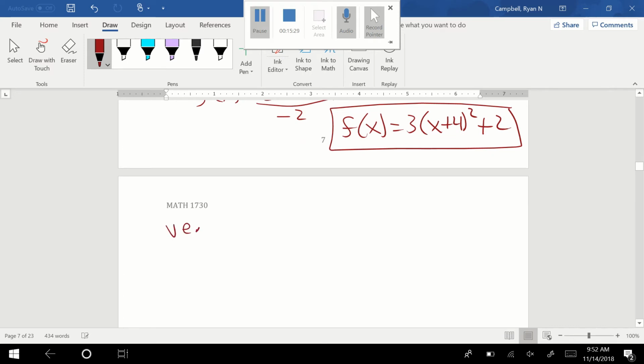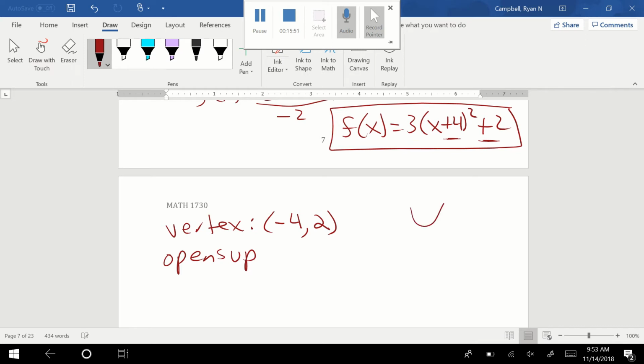So that means that we have a vertex at negative 4, positive 2. Remember, it's x minus h, so that's a plus. So we have to switch the signs. And then plus k, so that's what we got. We know it's going to open up because the 3 is positive. So since it opens up, we have a minimum. So the minimum value is at 2. The axis of symmetry is at x equals negative 4.